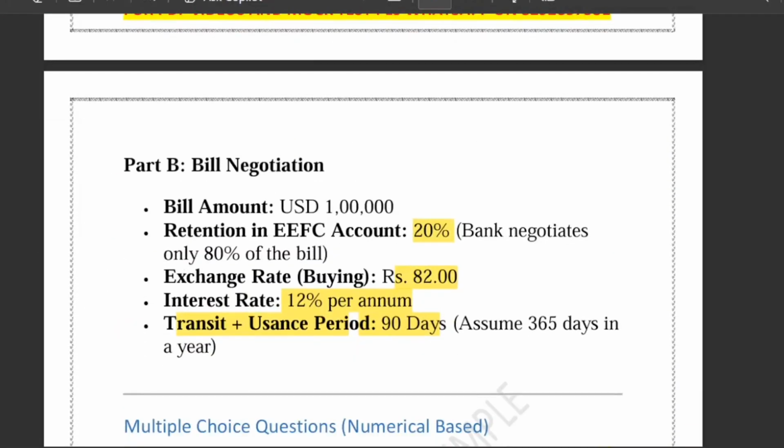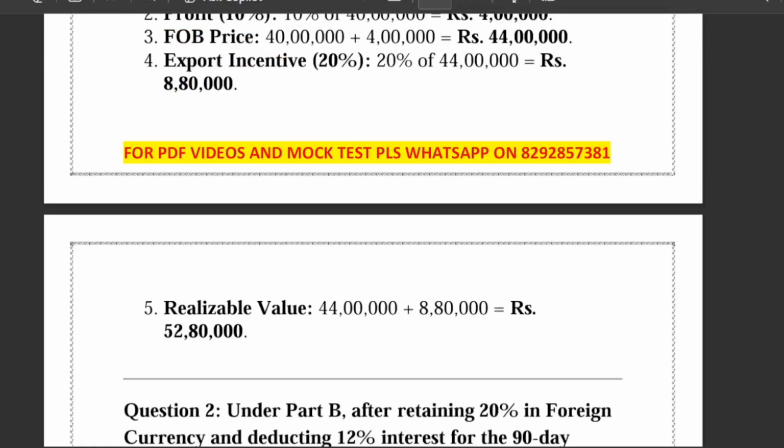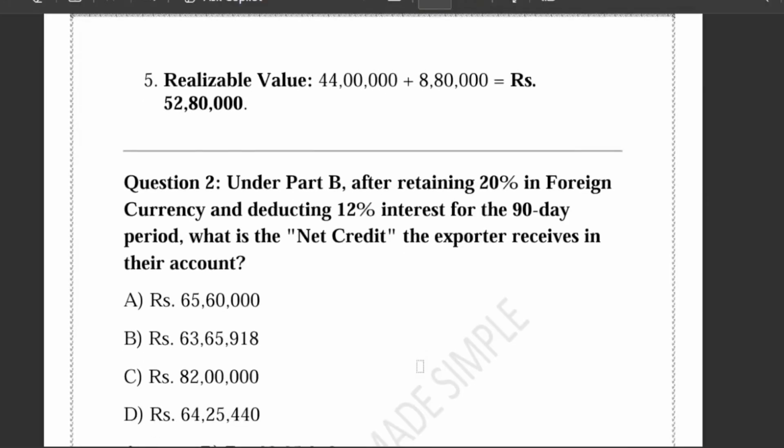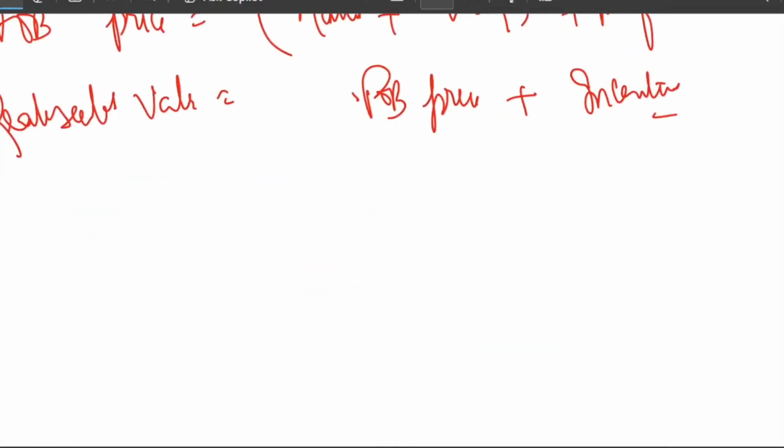So let's look at part number B. What is happening here? That bill has been negotiated. Bill amount is $1 lakh. Retention in EFC account. You know what is EFC account? Exchange earned foreign currency account. 20% has been retained. That means the bank will negotiate only 80%. Exchange rate buying is 82 rupees. Interest rate is 12% per annum. Transit and usance period is 90 days. So this data has been given. So you have to compute what is the net credit the exporter receives in their account. Okay, so let's go through the question step by step.